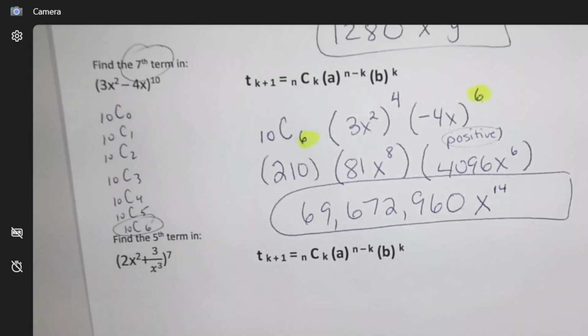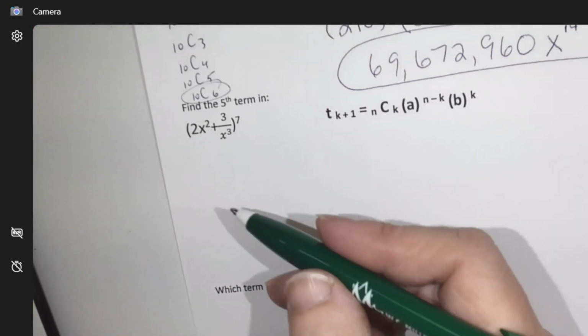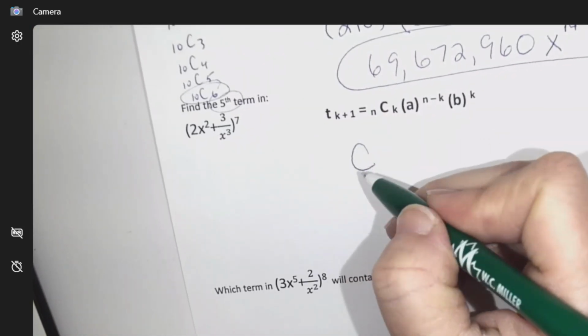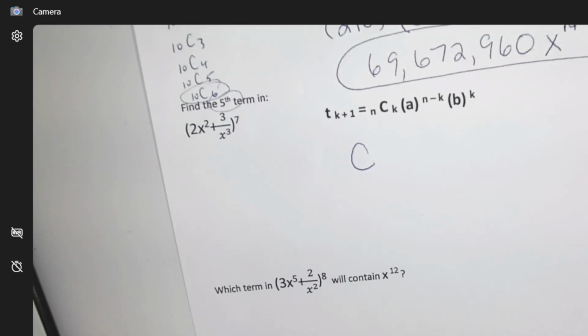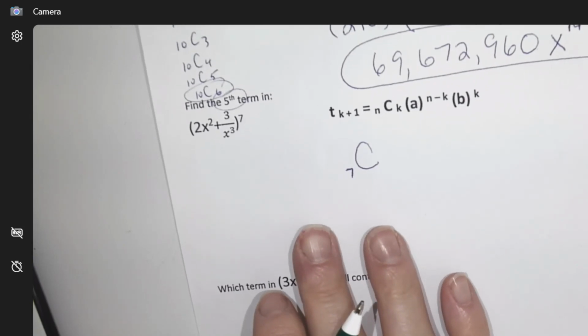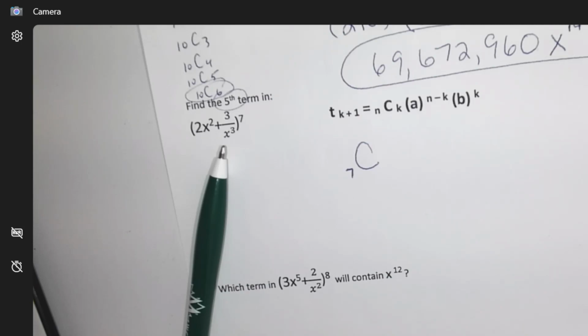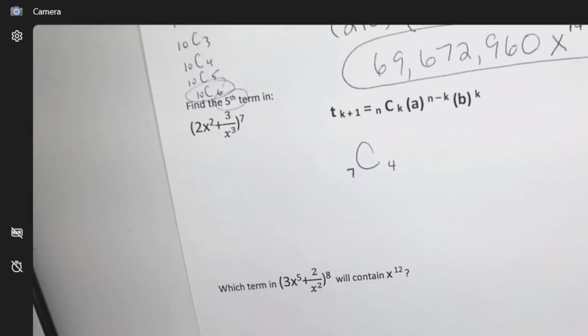Okay, 2 more questions here. Okay, find the 5th term. So what choose what? You have an exponent number and you're trying to find the 5th term. So give me that choose pattern. So the exponent is 7. And if I'm going to get to the 5th term, 0, 1, 2, 3, 4. Right?